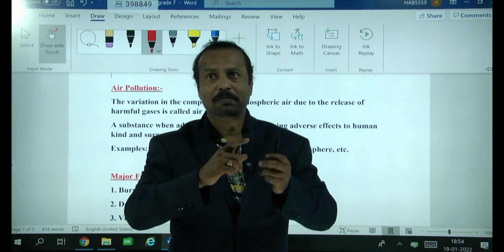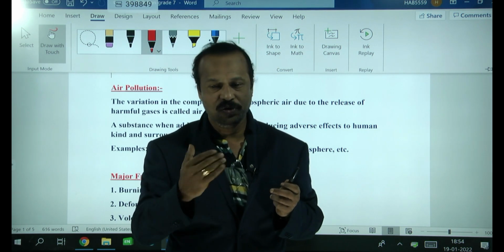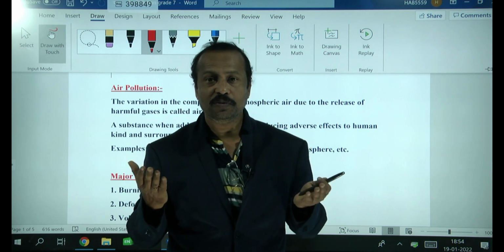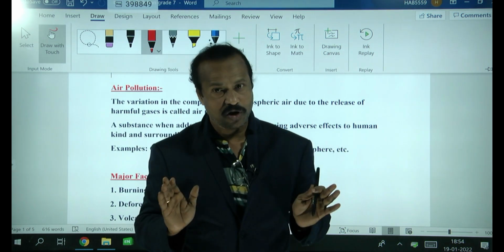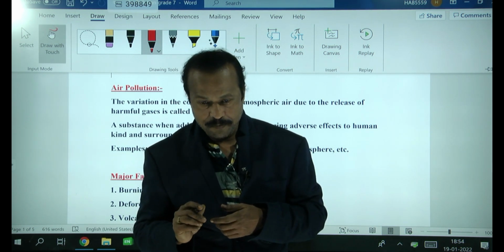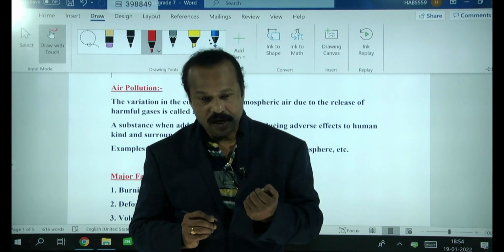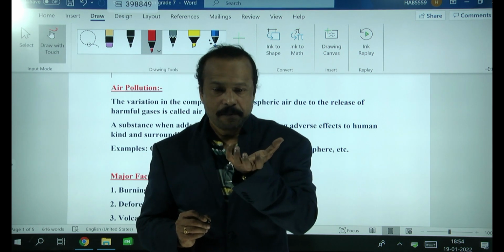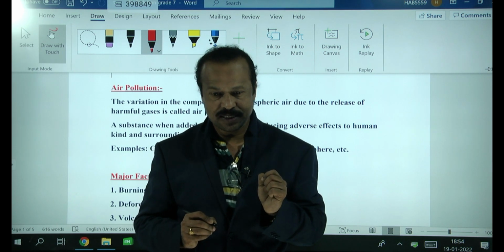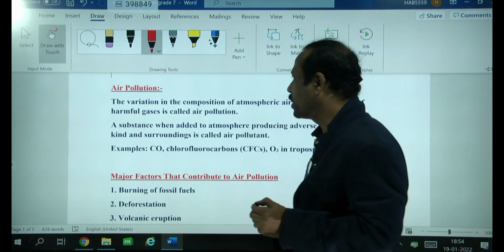So due to this, what happens? The air becomes a little toxic, harmful to us. But air is what we need for respiration. So the air is getting toxic, meaning poisonous, and that causes a lot of health issues to the people. This phenomenon of air becoming toxic is called air pollution. Is this clear? Yes, sir.